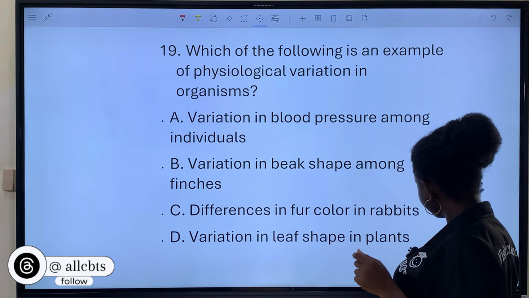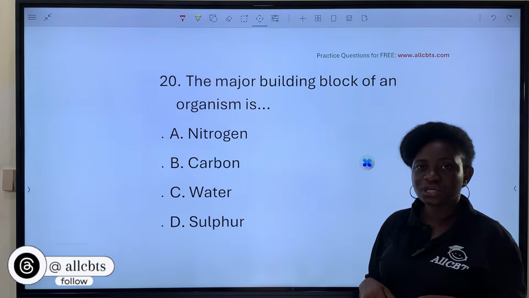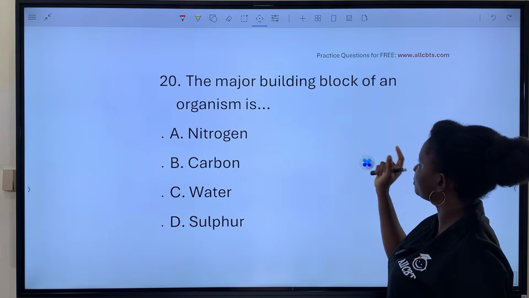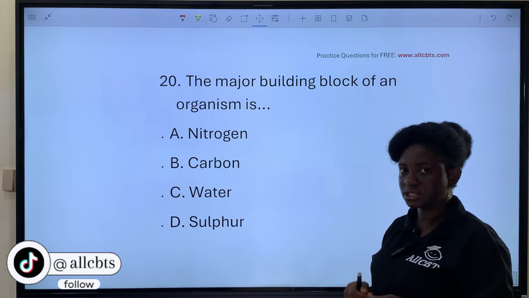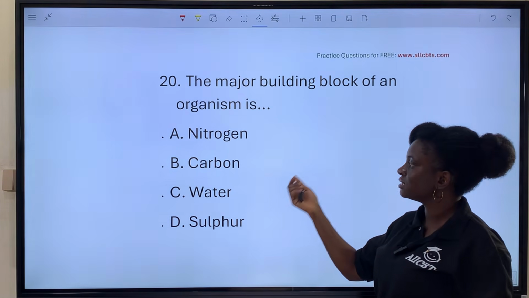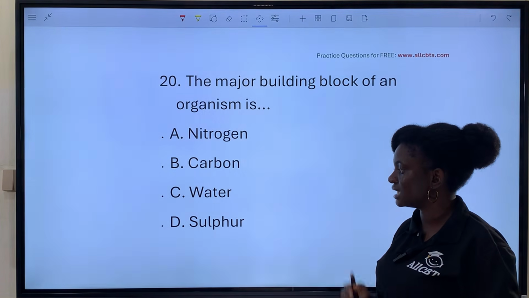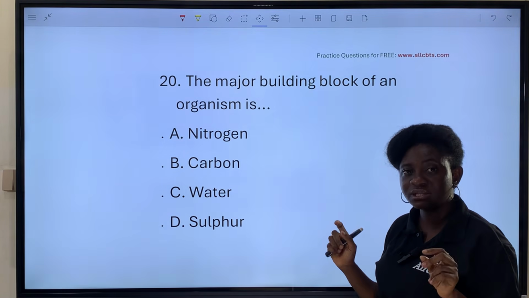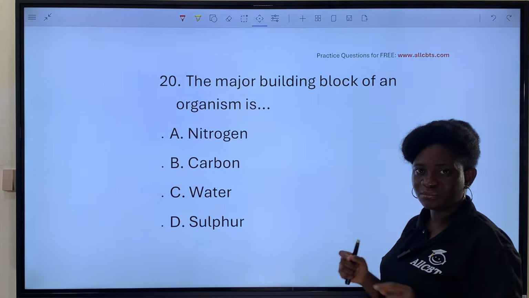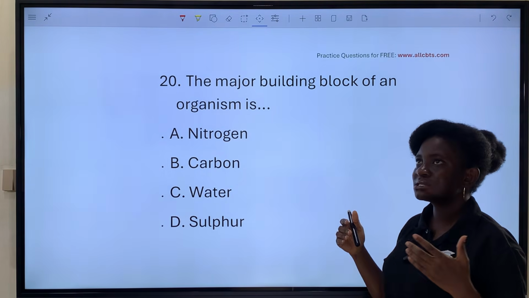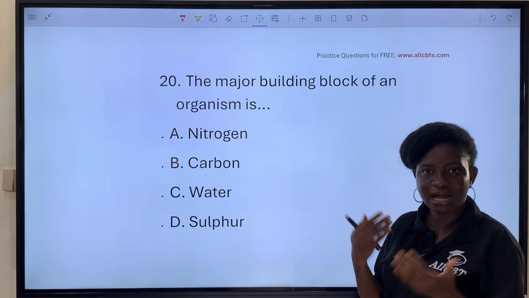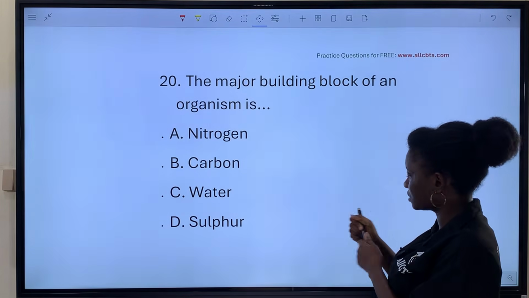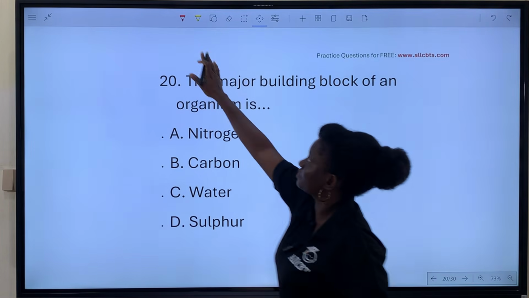Question 20. The major building block of organism is: A, nitrogen; B, carbon; C, water; D, sulfur. Looking at all these options, the major building block of an organism is carbon. Carbon is part of carbohydrates, for instance glucose.